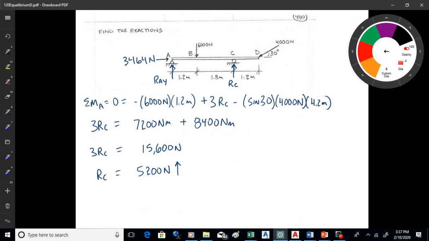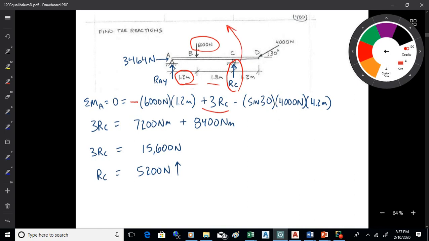So when I take moments about A, I've got 6,000 newtons times 1.2 meters. And I've got a clockwise rotation, so that's a negative. Okay, so that negative sign means it goes clockwise. As I work my way to the right, I've got RC, 1.2 and 1.8 makes 3. That's going to go counterclockwise, so that gets a plus.